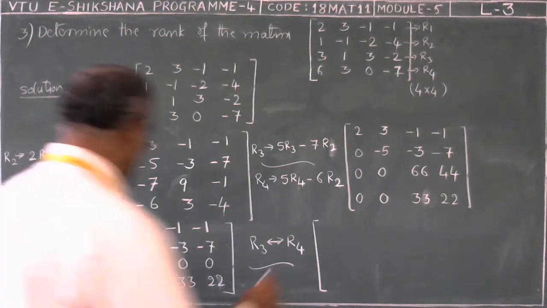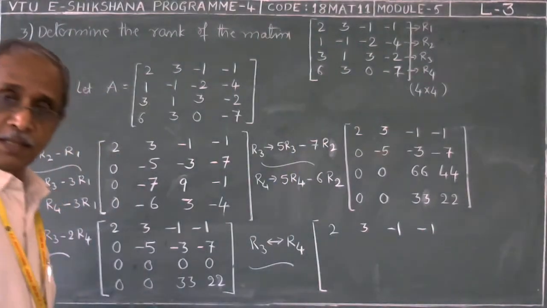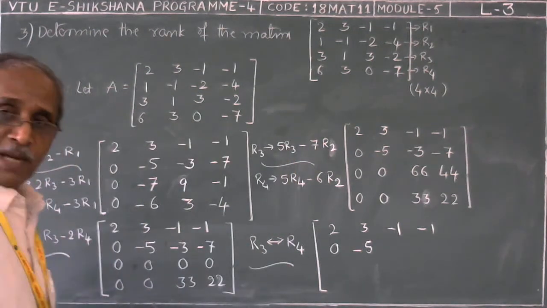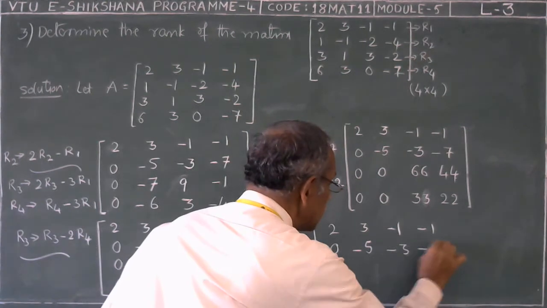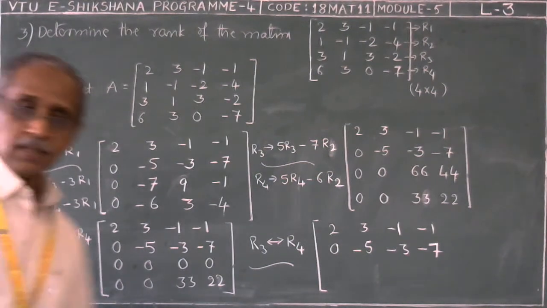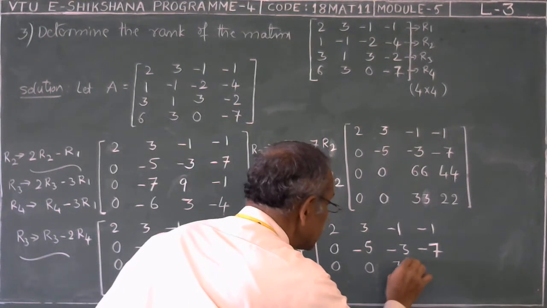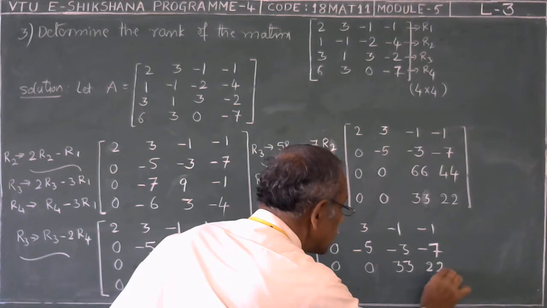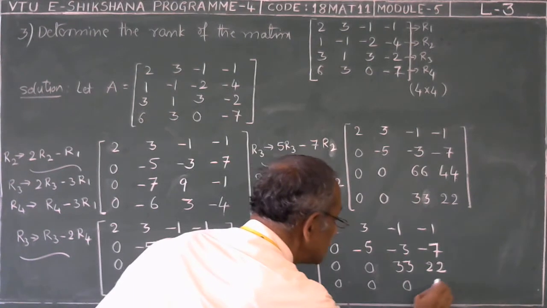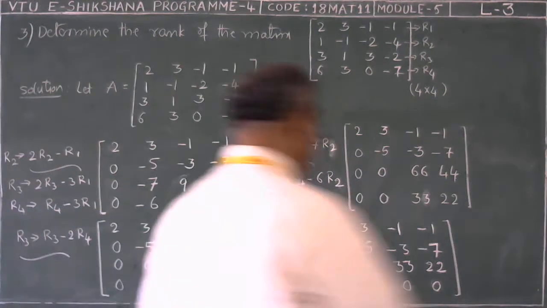So this is equivalent to: first two rows we can write as it is right now, 2, 3, minus 1, then 0, minus 5, minus 3, minus 7, then 0, 0, 33, 22, then all zeros.